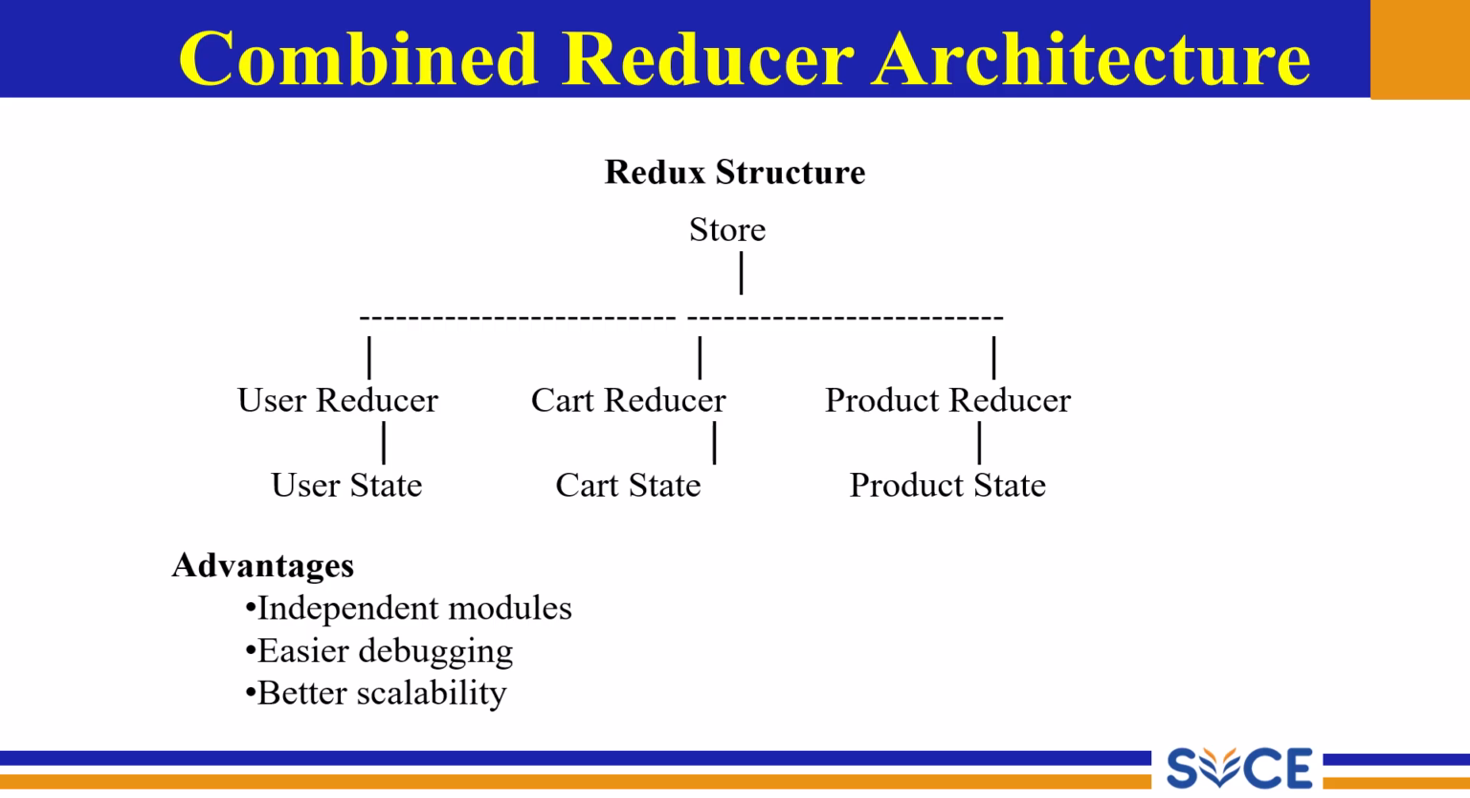Combined reducer architecture. Let's connect everything using an online shopping application. Suppose the user logs in, login reducer updates login information, user adds a product, cart reducer updates cart, user searches products, product reducer updates product list, user places an order, order reducer updates orders. Every reducer handles only one responsibility. This follows the software engineering principle called separation of concerns.